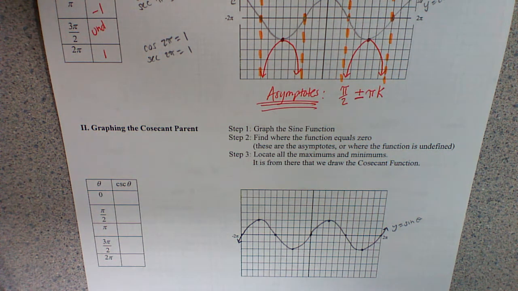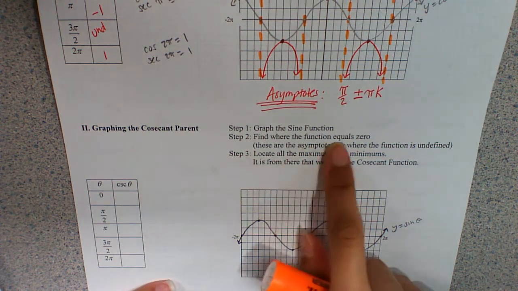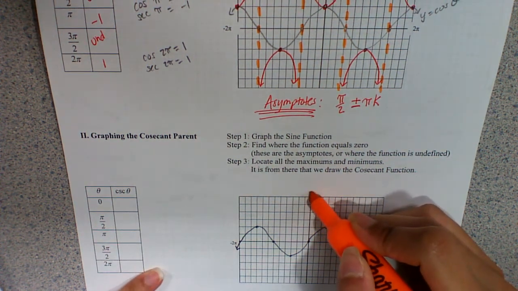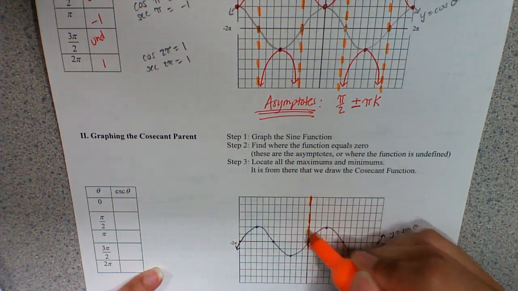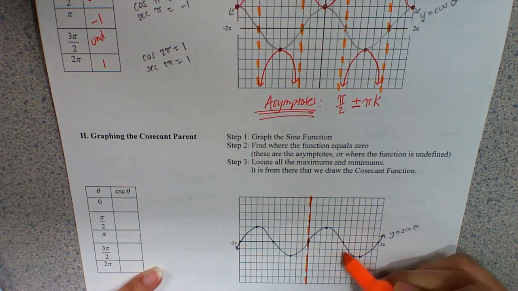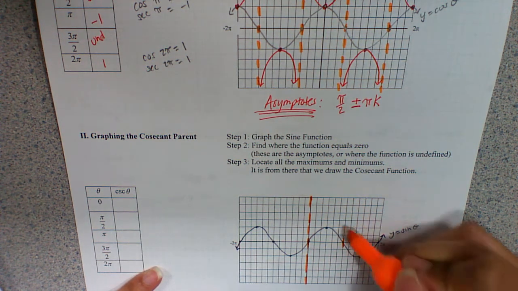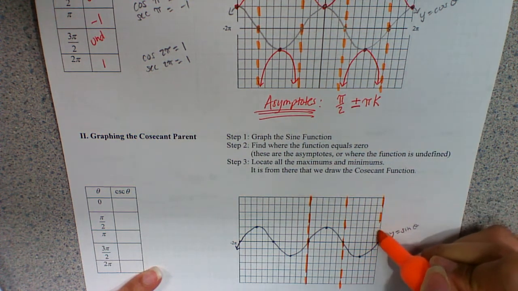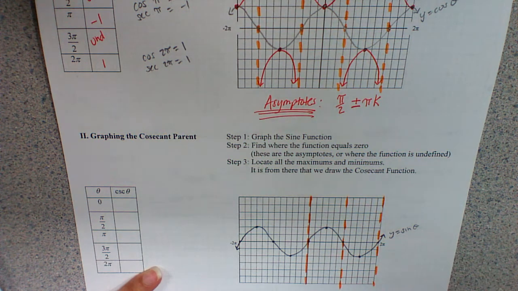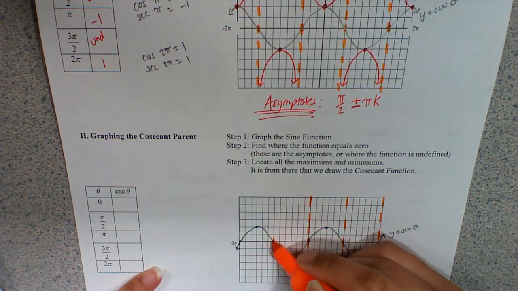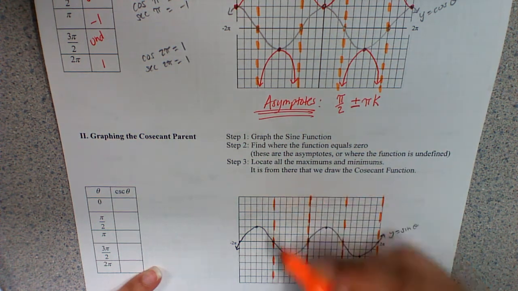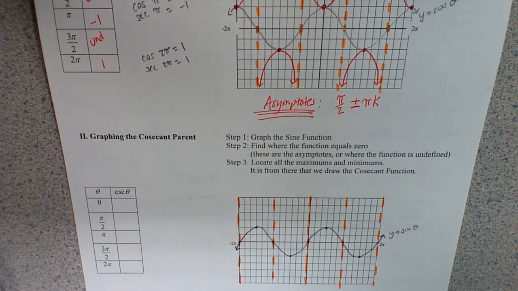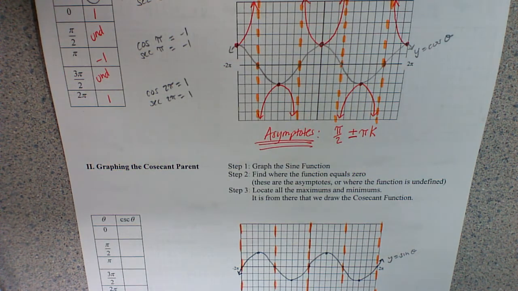And just like we did for secant, we're going to find all the places where the function equals 0. Now these are different locations, so just be careful. We have a 0 here at 0 radians, so there's an asymptote. We have another 0 at pi. We have another 0 at 2 pi. And on the left side we have a 0 at negative pi and at negative 2 pi. If you notice, your asymptotes are always going to be in the same location as your middle points.